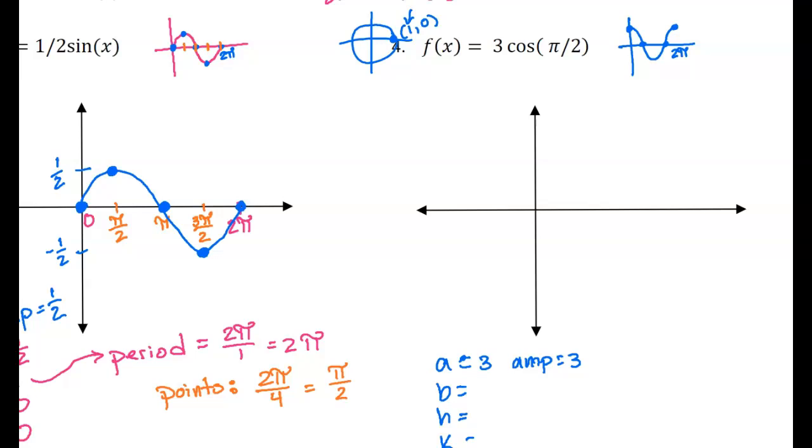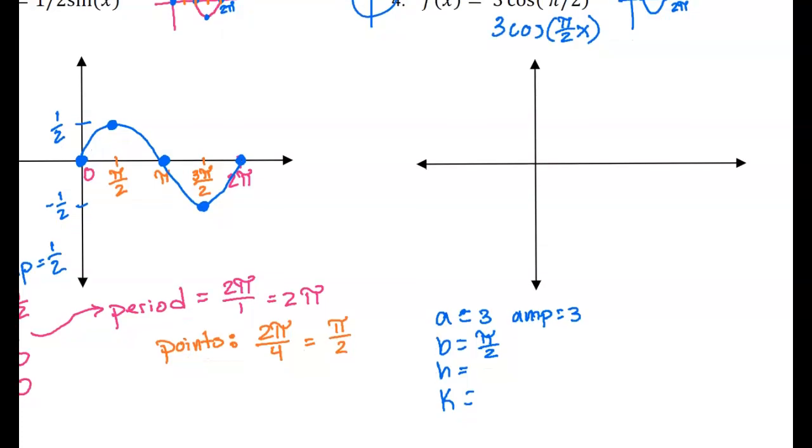So what did they want here? Yeah, pi over 2 times x. That's fine. So what is our b value? Pi over 2. What is our h value? 0. And our k value?